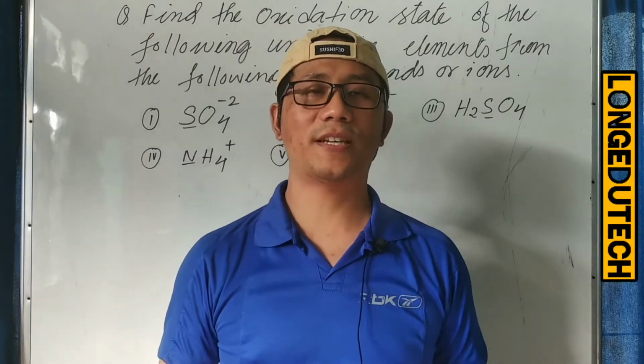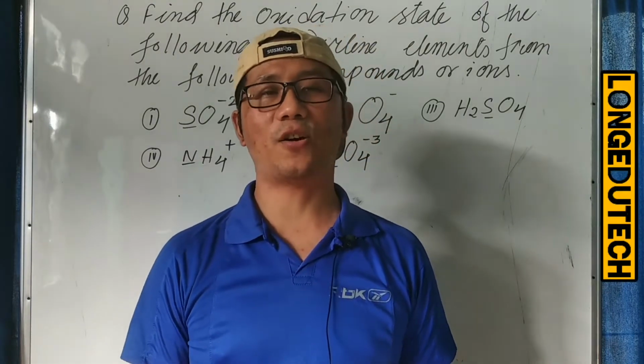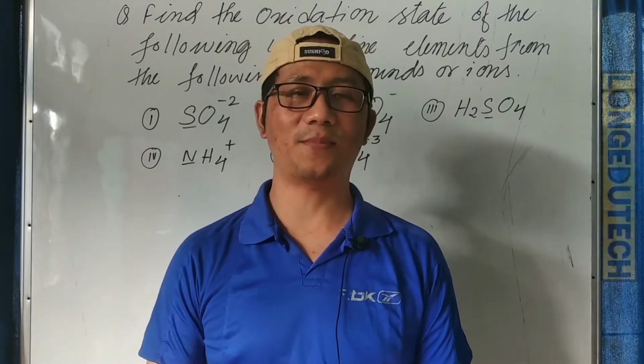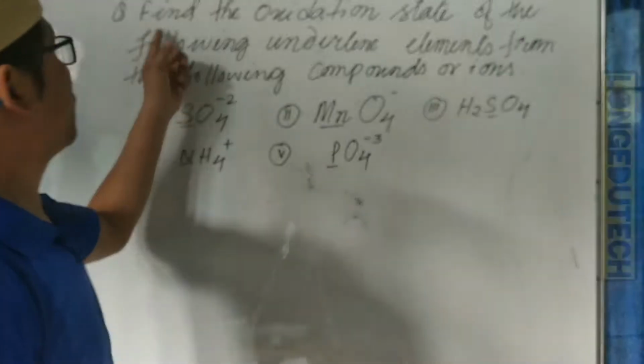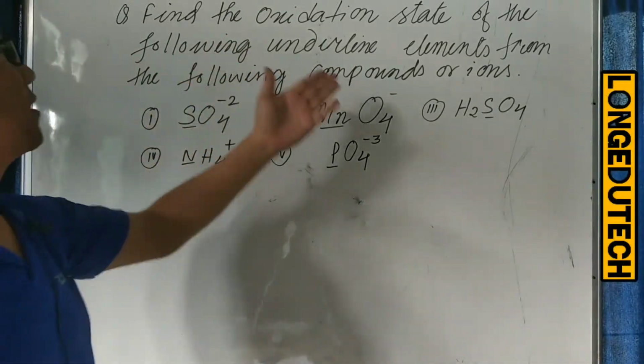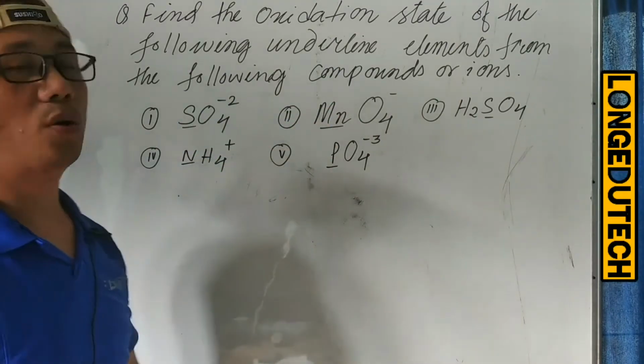Today I am going to bring you a video about how to find the oxidation states of different elements in different compounds. Let us see along with the questions here. Find the oxidation states of the following underlined elements from the following compounds or ions.